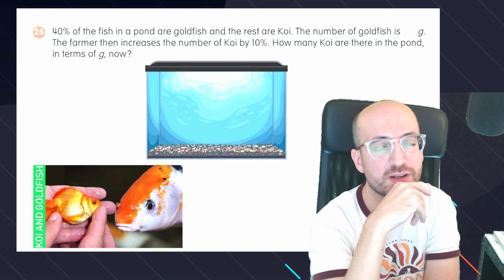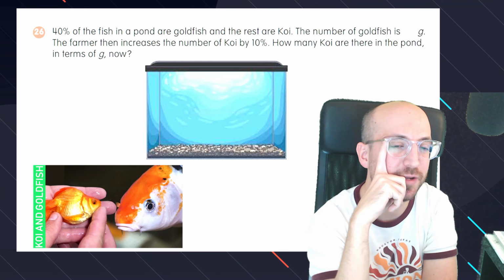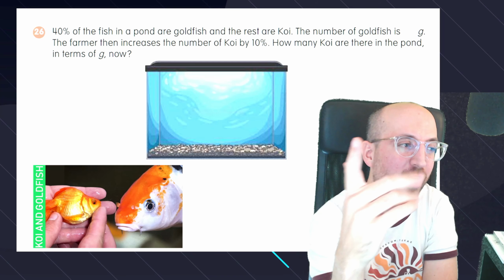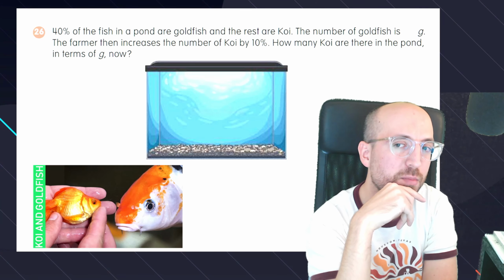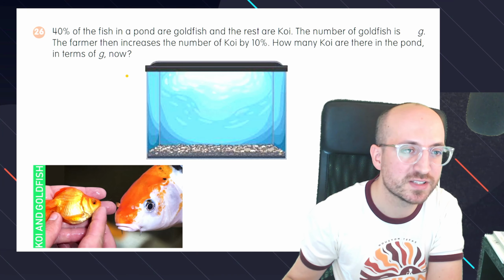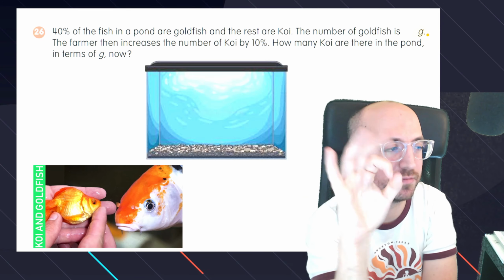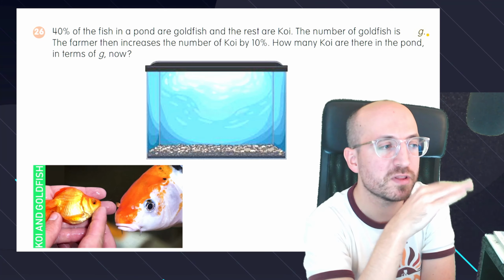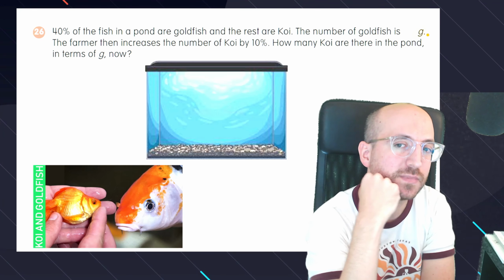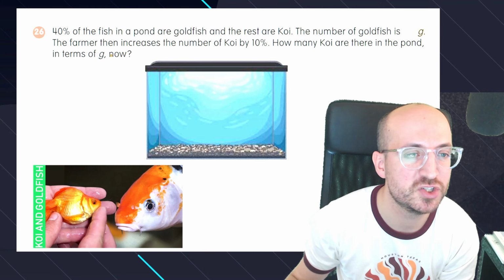40% of the fish in a pond, this is a fish tank, it's easier for me to imagine maybe. 40% of the fish in a pond are goldfish and the rest are koi. The number of goldfish is G. So we don't know if it's 100 fish, 200, 450, whatever. We have G. The farmer then increases the number of koi by 10%. How many koi are there in the pond in terms of G?